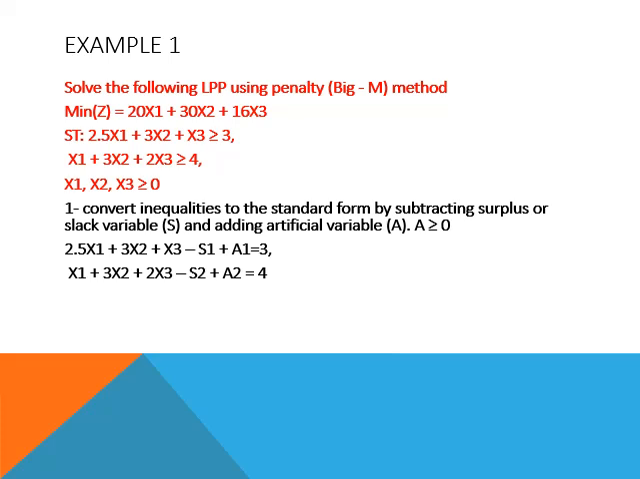So the givens are 2. The objective function is a minimization function. Very good. Number 2, the corresponding constraints are suitable. The two constraints are more than or equal.